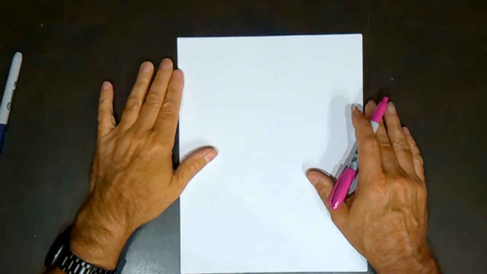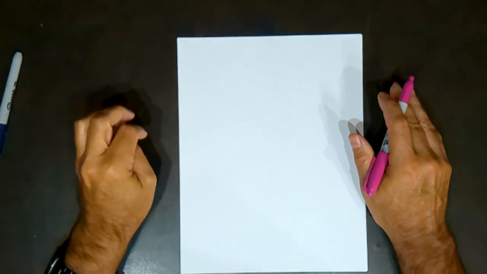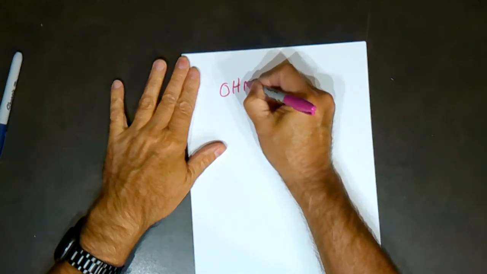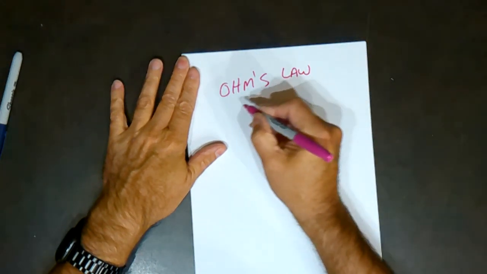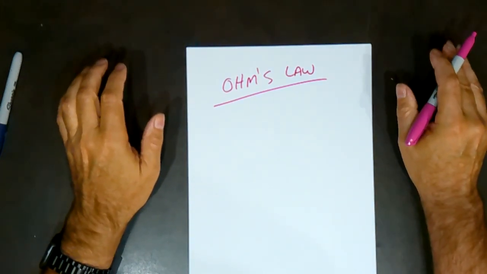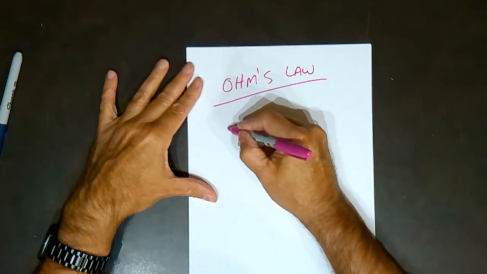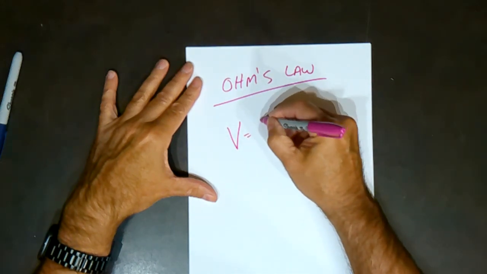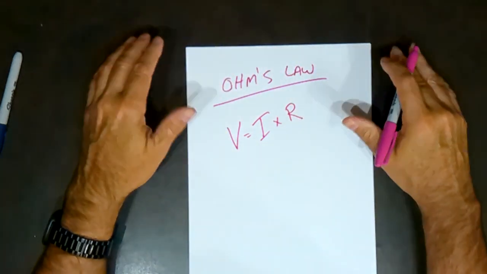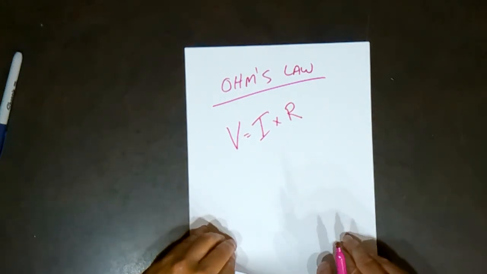At that point, we went and looked at the most important relationship that there is in electronics, and that is Ohm's law. Ohm's law is the relationship between voltage, current, and resistance, and that relationship is represented mathematically as voltage is equal to current times resistance. So this is the baseline formula for pretty much everything that follows in electronics.